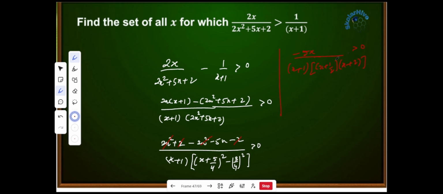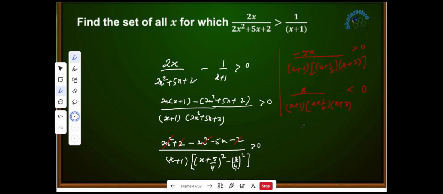So we got this inequality. We need to just go for finding the critical point. For the numerator, see here, the coefficient of x is negative, so we divide by minus 5. Then this will become x upon (x plus 1) and (x plus 1 by 2) into (x plus 2). The inequality sign will change because we are dividing by negative 5, so this will be less than, and 0 by 5 is 0. Now from this we can find the critical points.